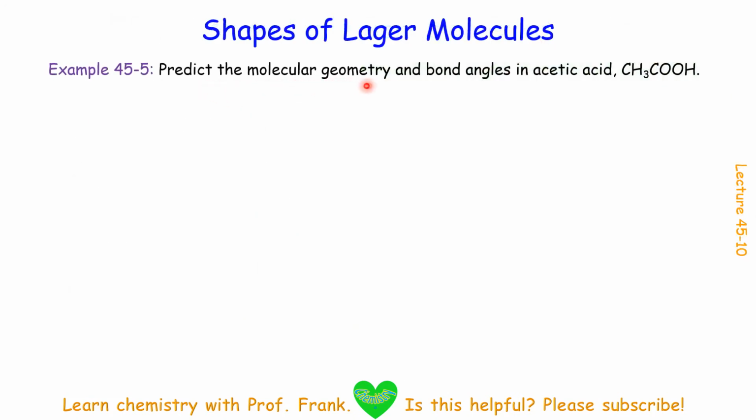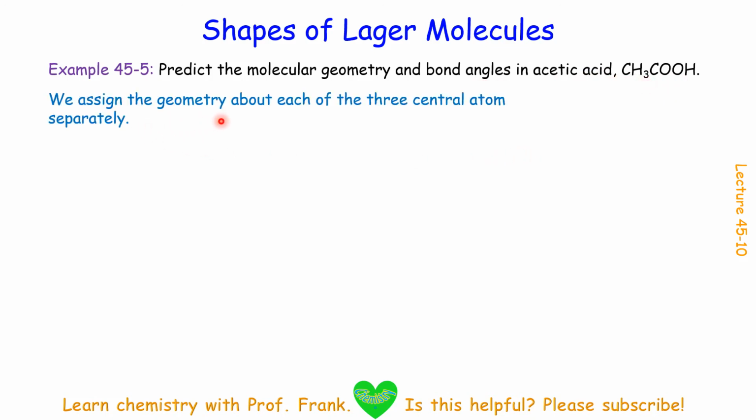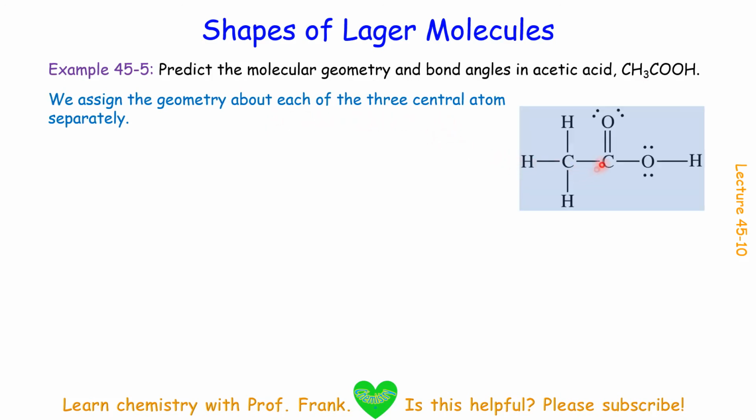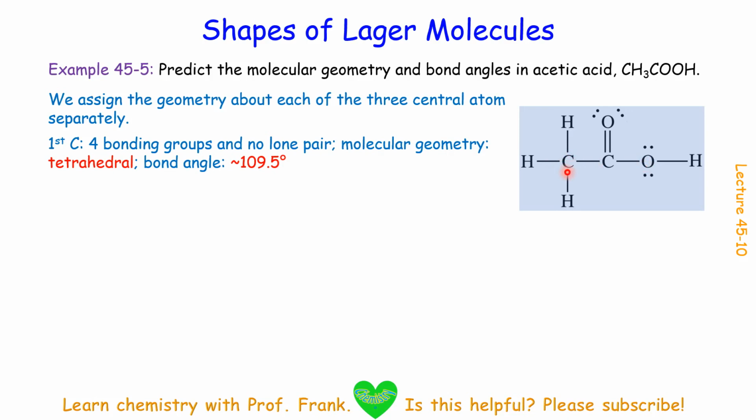Now let's predict the molecular geometry and bond angle in acetic acid. This one is a larger molecule with more than 1 central atom. In this case, we need to assign geometry about each of the 3 central atoms separately. So those are the three central atoms: carbon 1, carbon 2, and 1 oxygen right here. Let's work on the first carbon first. There are 4 bonding groups and no lone pair. Therefore, the molecular geometry has to be tetrahedral, and the bond angle is about 109.5 degrees.